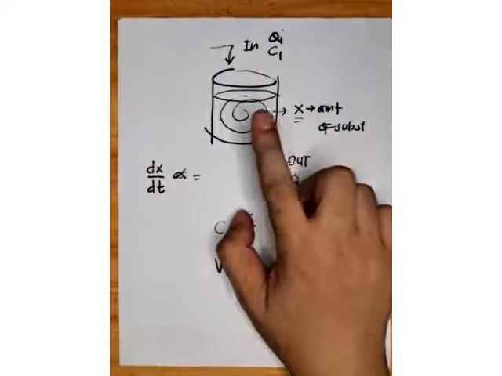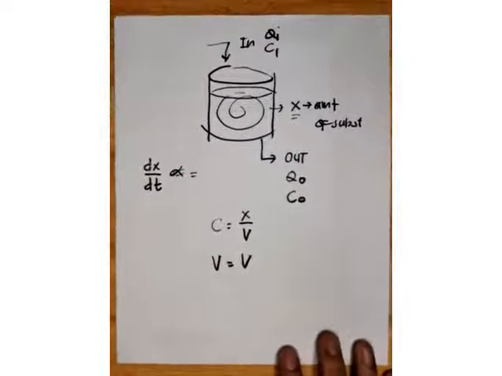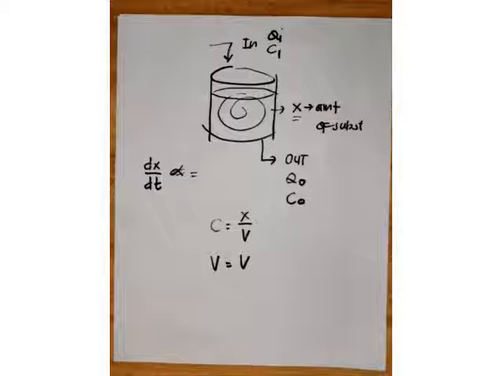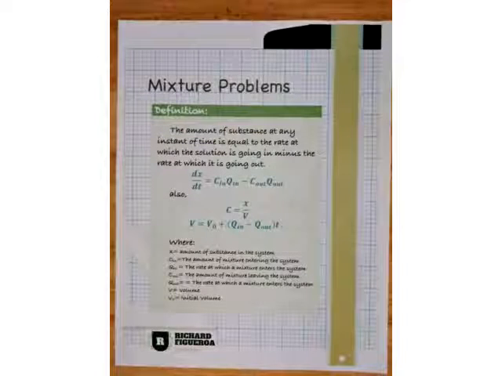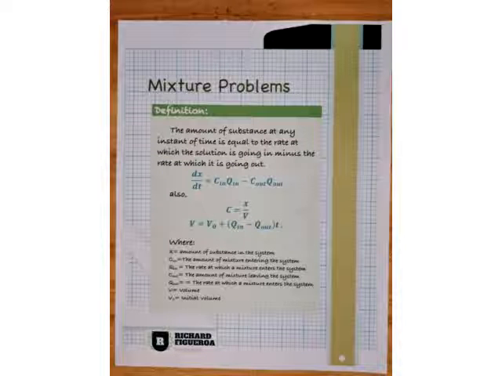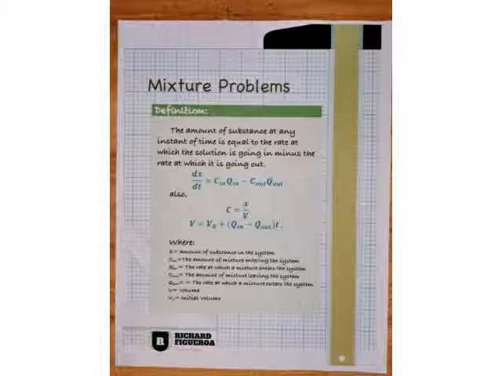And then our tank has a solution, and the solution is continuously being mixed so that at any point in the solution, the concentration will be the same. Or wherever you take a sample from that solution, the concentration will be the same. Okay. So by definition, the amount of substance at any instant of time is equal to the rate at which the solution is going in minus the rate at which the solution is going out.